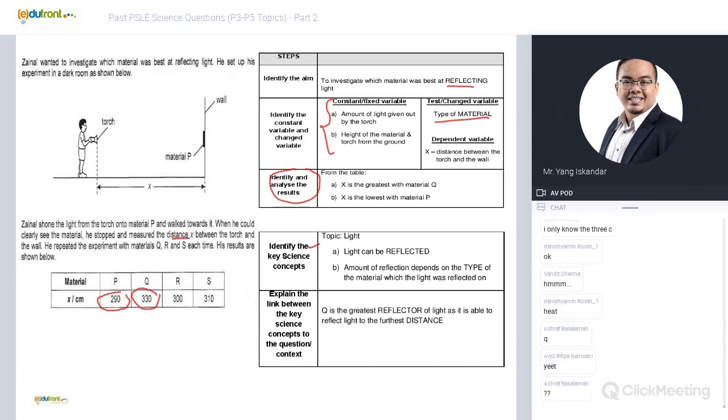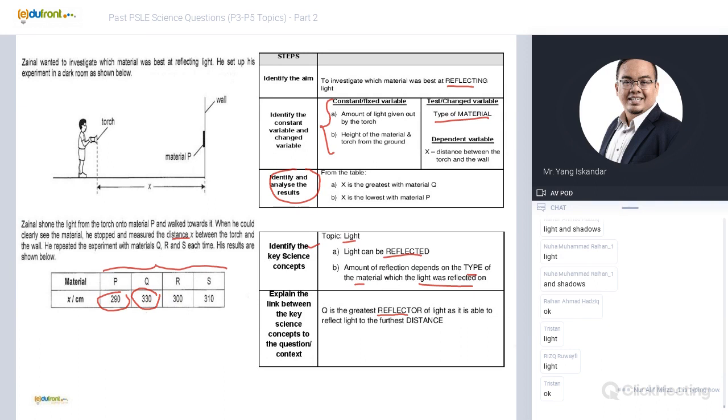So what is the topic tested here? Topic is on the topic of light, and the concept is light can be reflected. Okay, and the amount of light depends on the type of material which the light was reflected on, right? So from here you can identify and analyze the science concept. So how to link the concept and the question? So you can conclude that Q is the greatest reflector of light. Why? As it is able to reflect light to the furthest distance, right? From the furthest distance, you can see light already when you use material Q, right? So Q is the best reflector of light, right? Remember, you are comparing these four materials, okay?